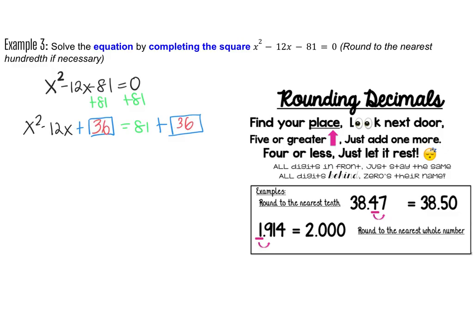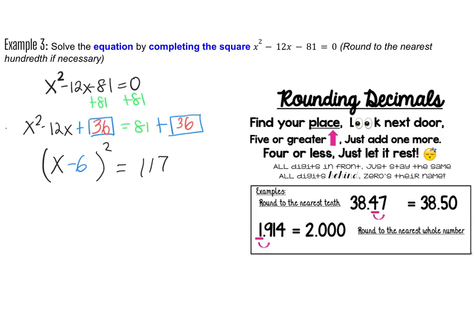My next step is to rewrite the left side in factored form. It's always going to follow this pattern where I have a parentheses being squared. My variable is x, and I just need to figure out what goes inside for my middle term. Well, my middle term is negative 12x, my b term, so half of negative 12 is negative 6. I also want to make sure that I am simplifying the right side. So 81 plus 36 gives me 117.